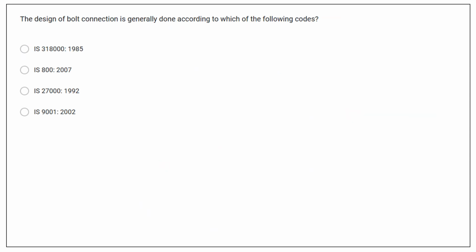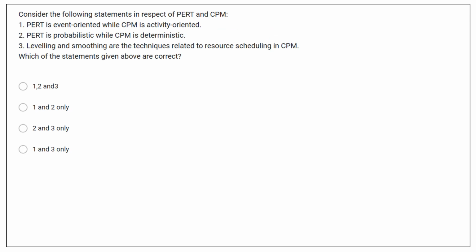Question number 12. The design of bolt connection is generally done according to which of the following codes? So here the design of bolt connection is related to the design of steel structures. For steel structure we use IS 800 2007, and this is the IS code for the design of bolt connection. Then next question. Question number 13.